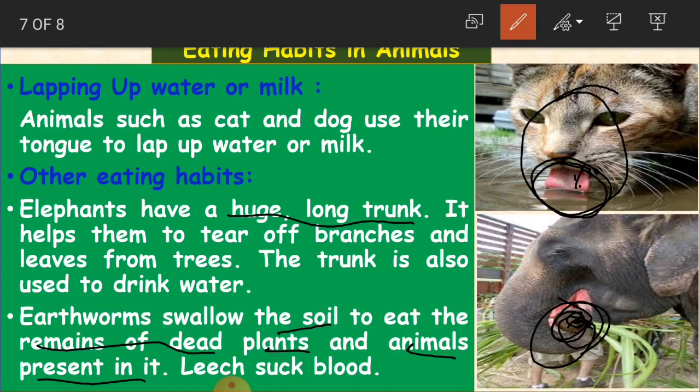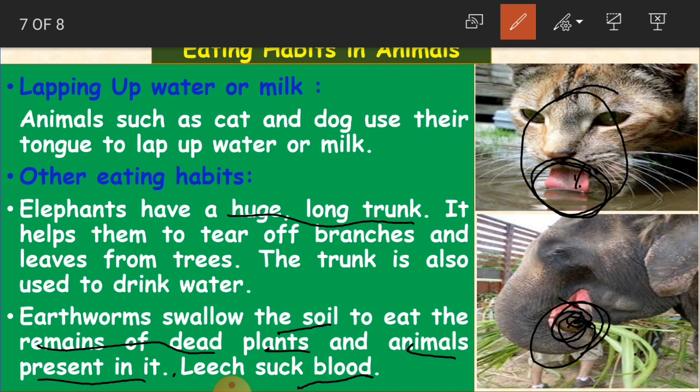Okay children, and leeches suck blood. Leeches are mostly found in water. Suppose you go for a picnic near water places, we will ask everyone to be very careful. If there are leeches there, they will catch our legs or some other body part and suck our blood. This is another type of animal, with a smooth surface, which looks like a lizard or something like that. It also sucks blood.